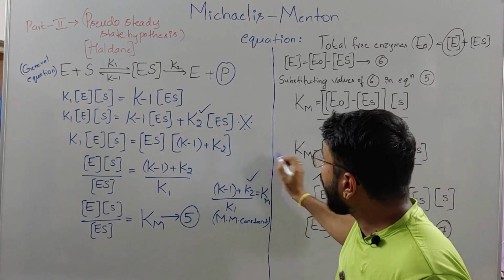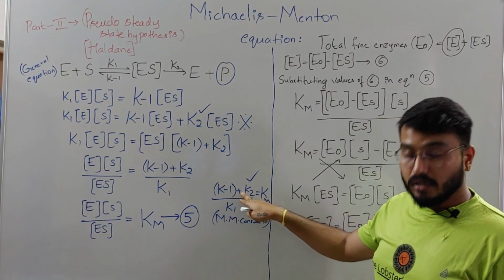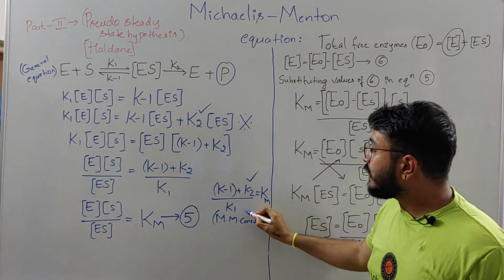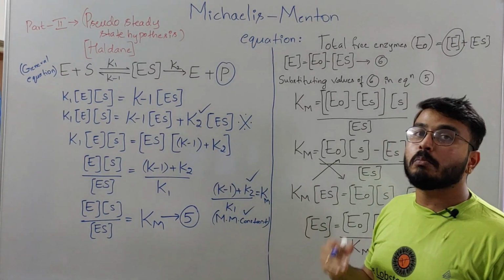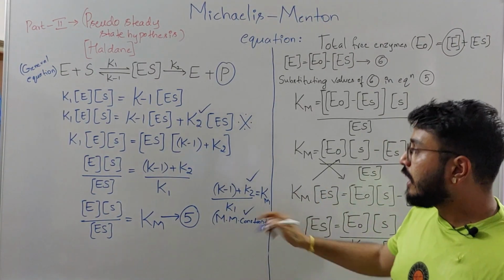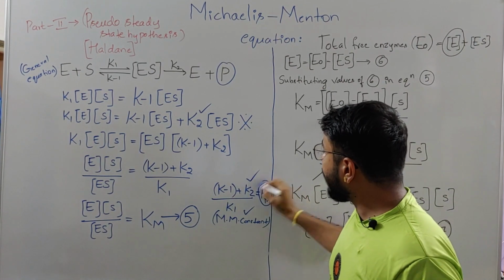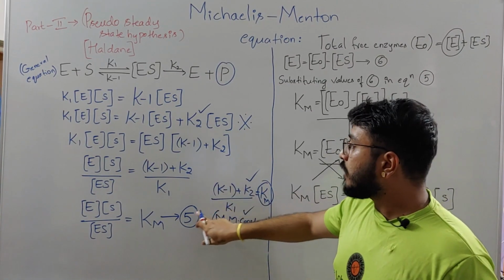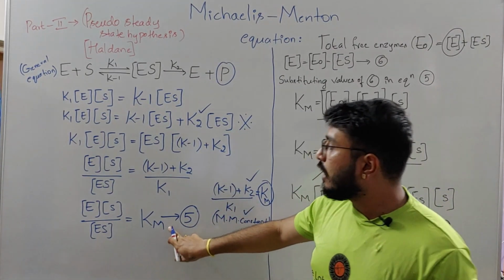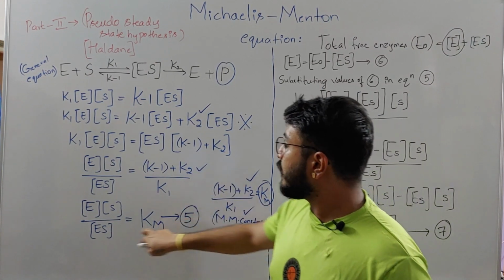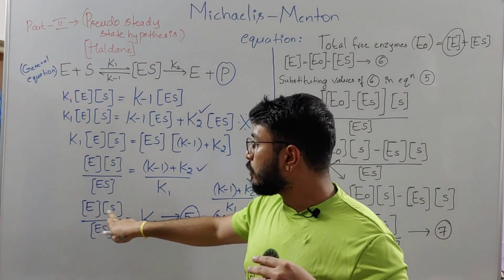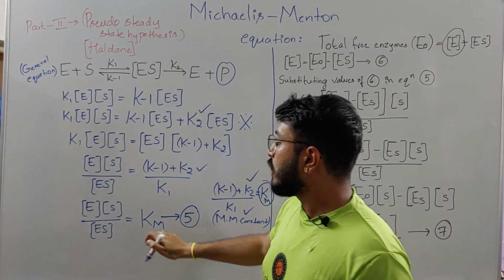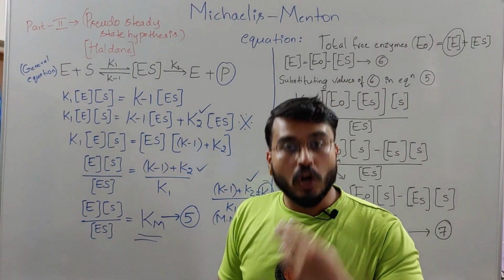Now Haldane believes that K minus 1 plus K2 divided by K1 is equal to Km, and he states that this is equal to the Michaelis-Menten constant. Now we have got to learn that this equation enables us to study the Michaelis-Menten constant, and equating Km in this step, we get the molar concentration of the enzyme into the molar concentration of the substrate divided by the molar concentration of the enzyme substrate complex, which is equal to the Michaelis-Menten constant.